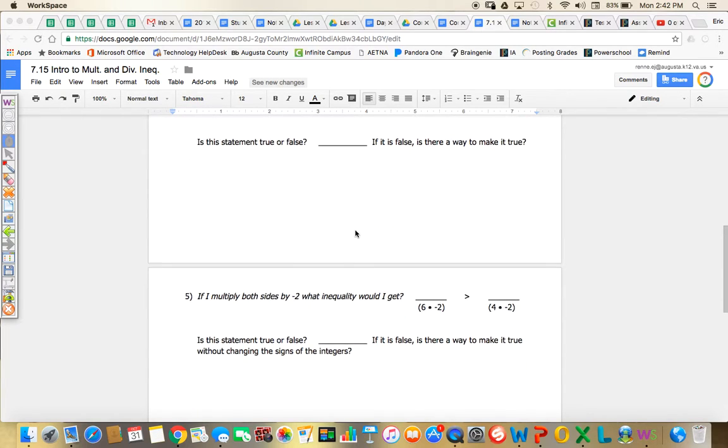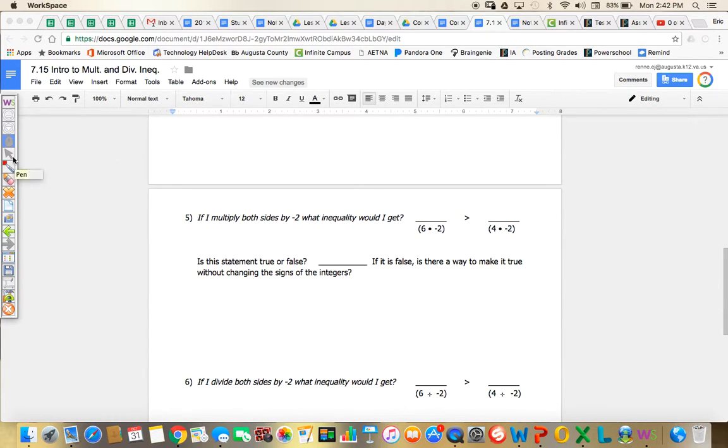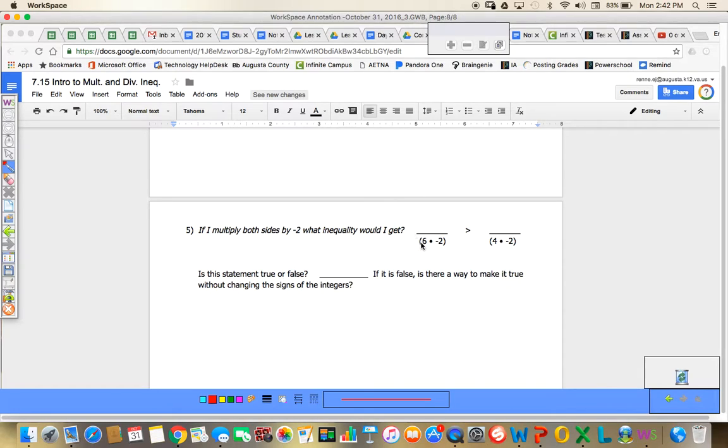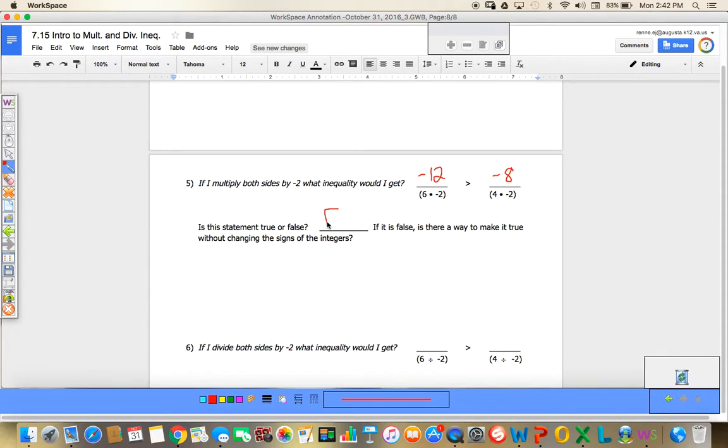If I multiply both sides by negative 2, what inequality would I get? So 6 times negative 2 is negative 12. 4 times negative 2 is negative 8. Now, is negative 12 greater than negative 8? Hopefully you said the answer was false. So is there a way to make it true without changing the signs of the integers? So we can't change the order, we can't change from negative to positive. So is there a way to make it true? Absolutely. We can flip the symbol around.